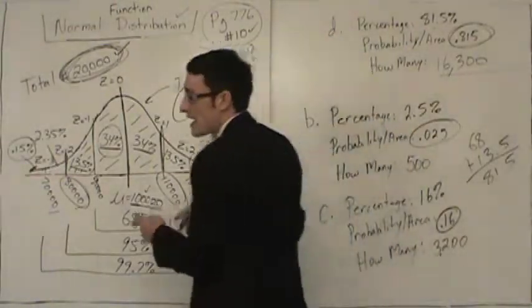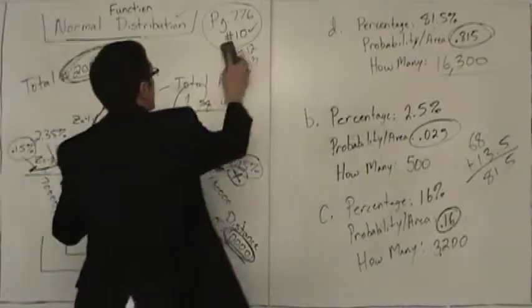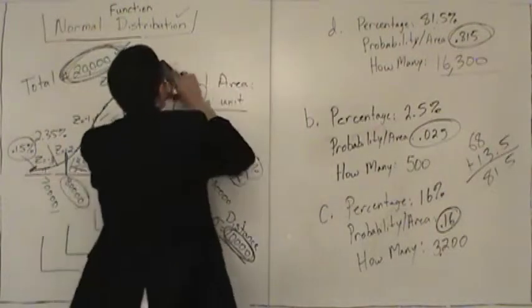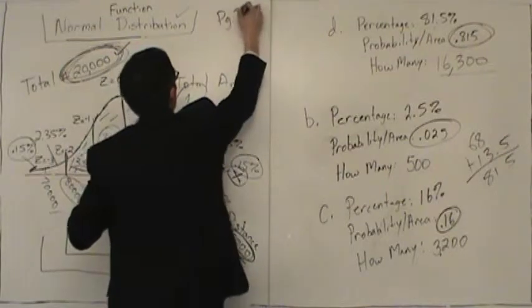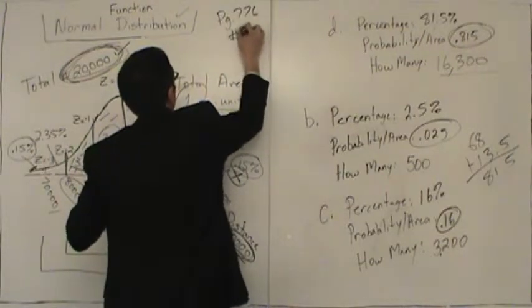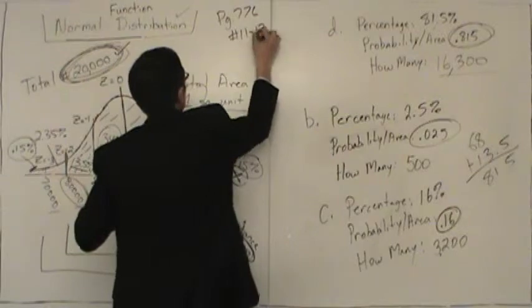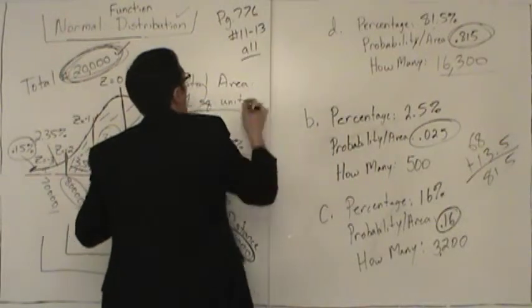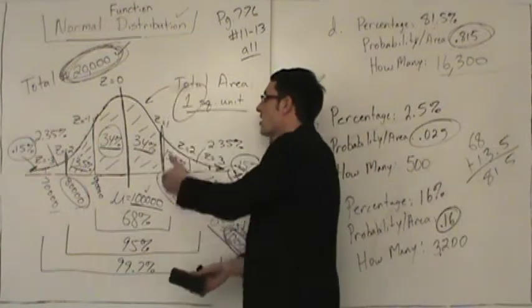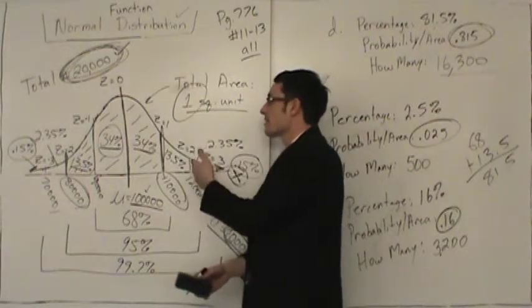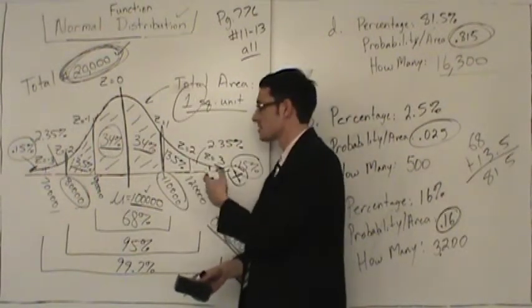And tonight, if you missed class and you're trying to catch up, the homework for this lesson is pretty simple. It's pretty easy homework. The hardest part is drawing the curve. Page 776, numbers 11 through 13, all. And next video we will talk about what happens when our values do not lie right on these lines of standard deviation.